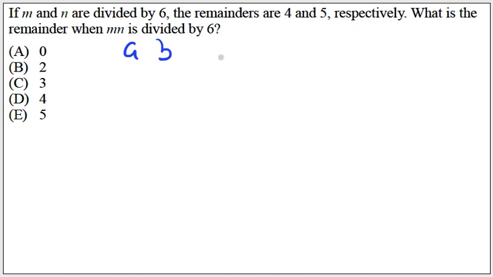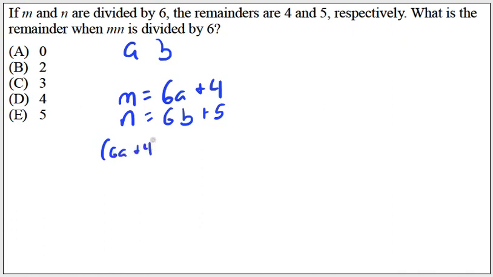And so now for m, I'm going to say m is going to be 6a plus 4, right? So any integer a, 6a will be a multiple of 6. So plus 4 is going to give us a multiple of 6 plus 4. So that's going to be m. And n is going to be 6b plus 5, so a different integer, or it could be the same integer, but whatever. So some multiple of 6 plus 5. And so now, to find mn, we're going to have to do a little FOILing. 6a plus 4 times 6b plus 5. And so that's going to be mn, and we're going to FOIL it.